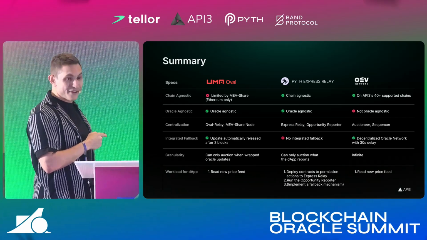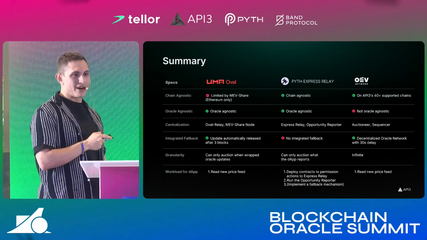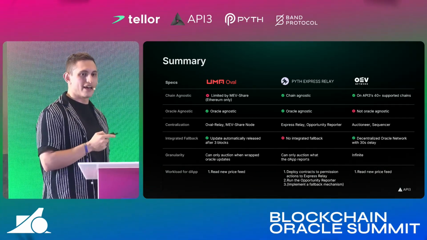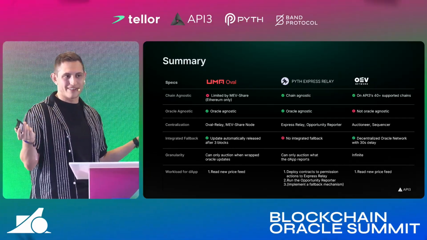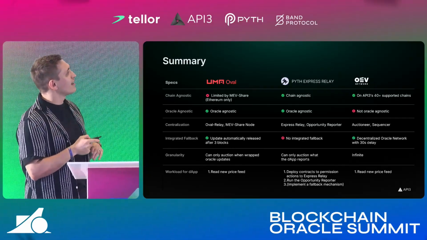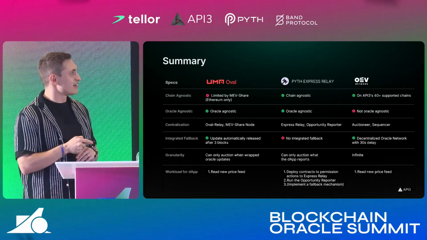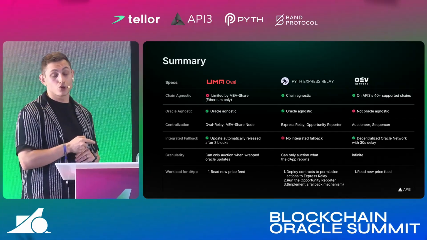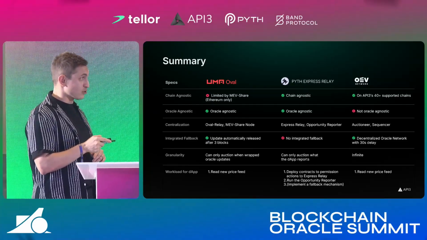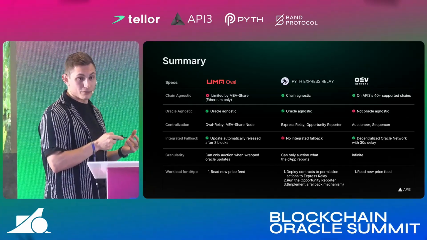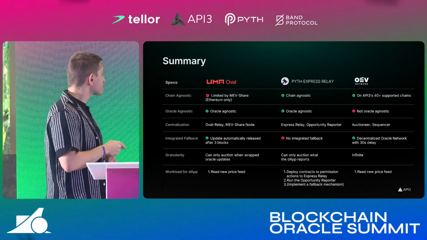Can you use any oracle? With UMA, theoretically, I think they only have 2 that they currently have out, but they will potentially wrap anything that they can get their hands on. PIF's Express Relay, similar. The underlying oracle doesn't matter because you buy the opportunity, not an oracle update. With us, not so much. You need to use us for us to be able to auction rights.